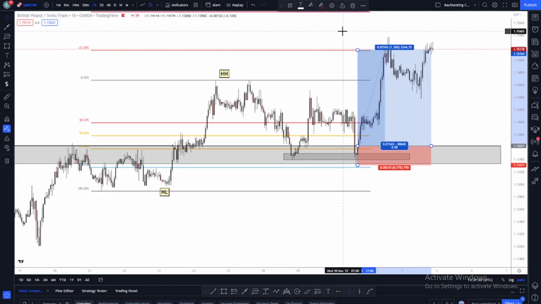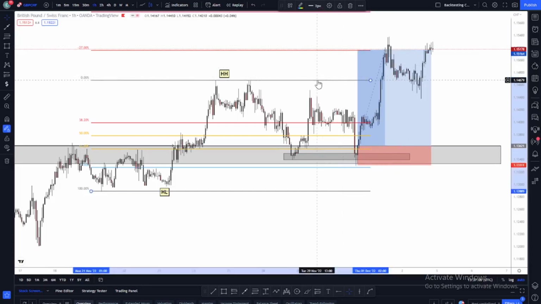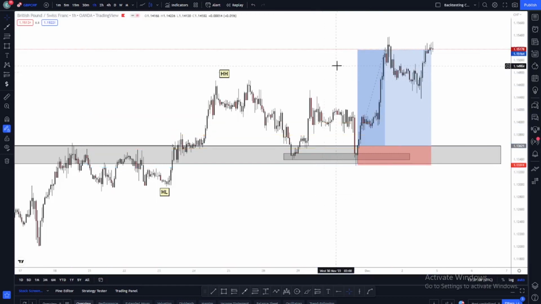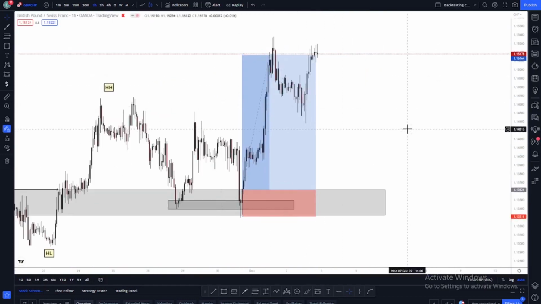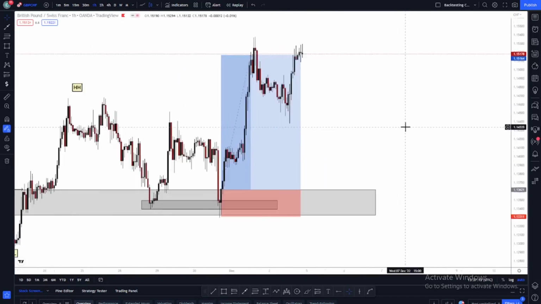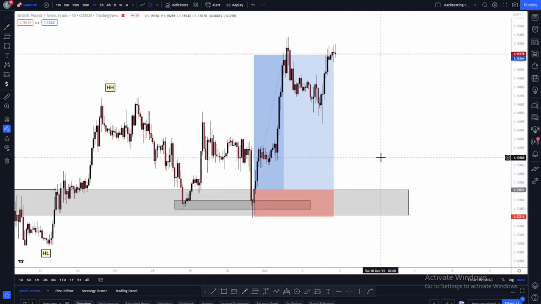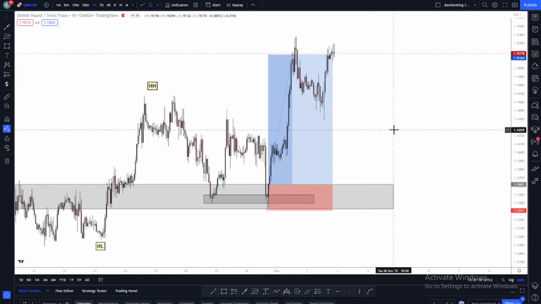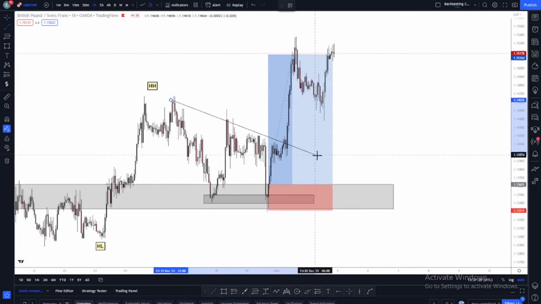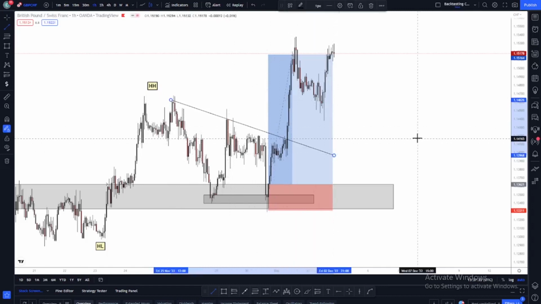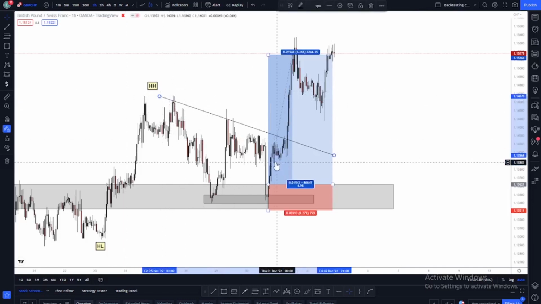Now let's get to my second entry. Let me take out this Fibonacci too so it becomes clean, so you guys know what I'm talking about. So this is how I took my second entry. Y'all should pay attention, man. All I did for my second entry was draw a trend line from point A to point B, and draw my trend line across.